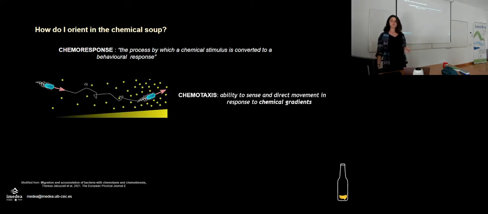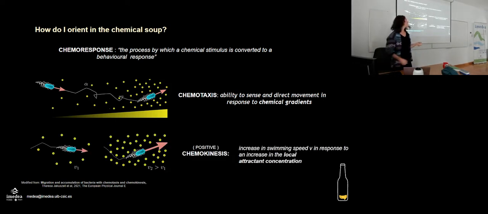So when we talk about chemoresponses, we can have chemotaxis, which is the ability to sense and direct movements in response to chemical gradients. What you see here is probably a bacterium swimming in a chemical gradient of a yellow substance. And here it's not so easy to understand. Let's say that a bacterium swims with a run and tumble behavior. The presence of the chemical will change the distribution of the run times and the tumbles, so that overall its average movement is in the direction of the chemical gradient.